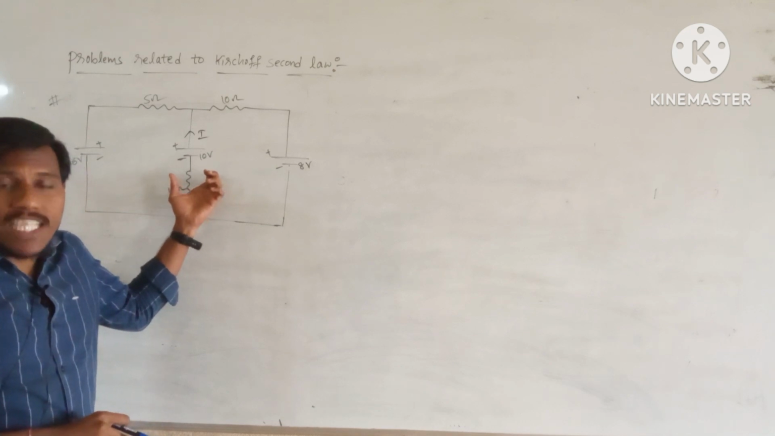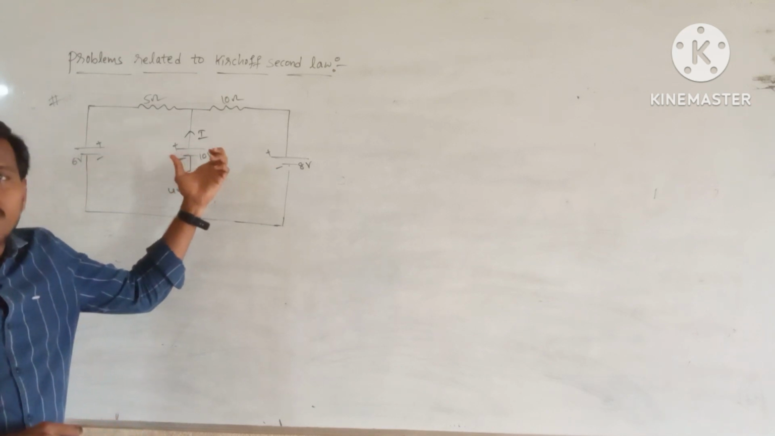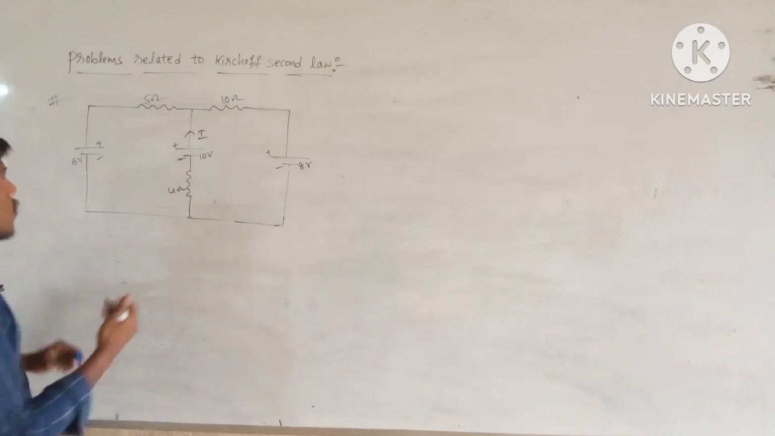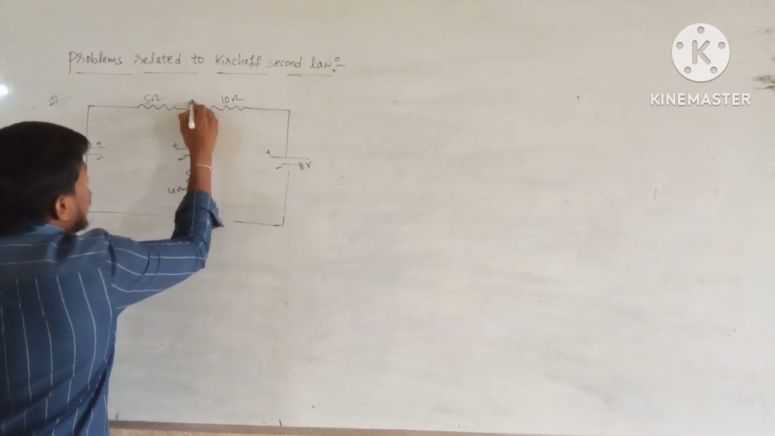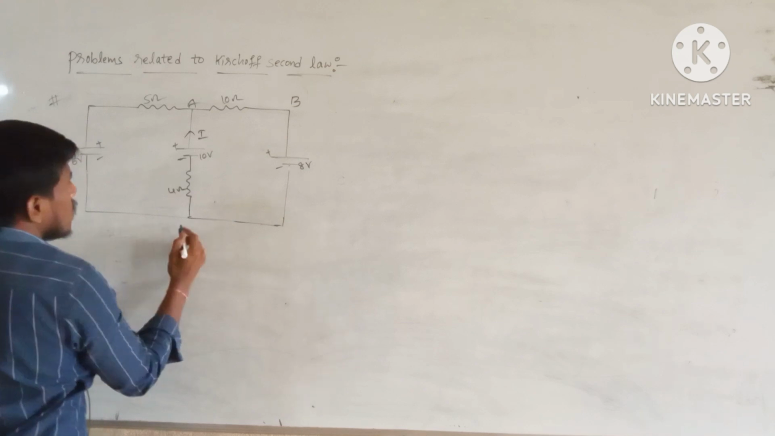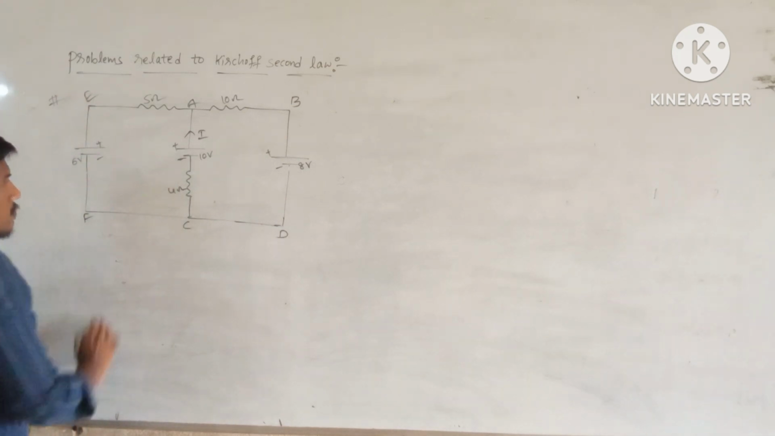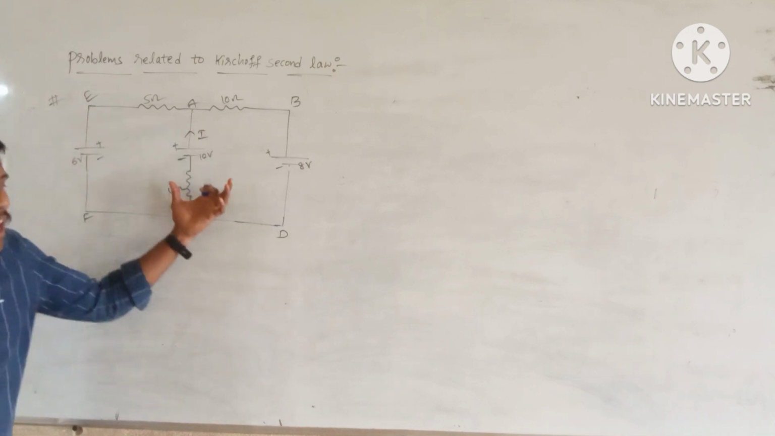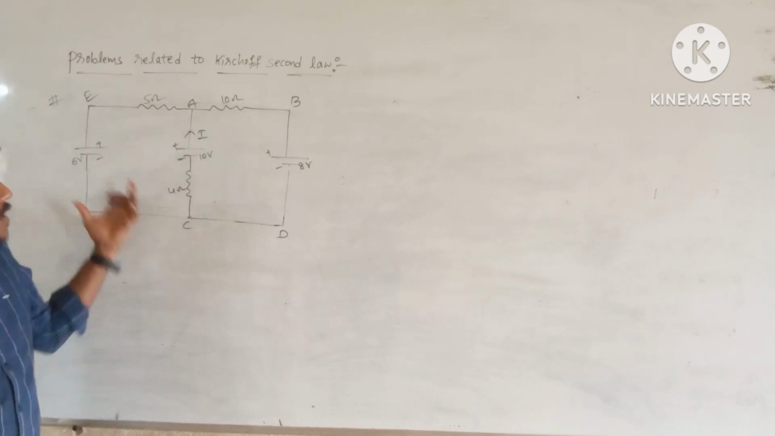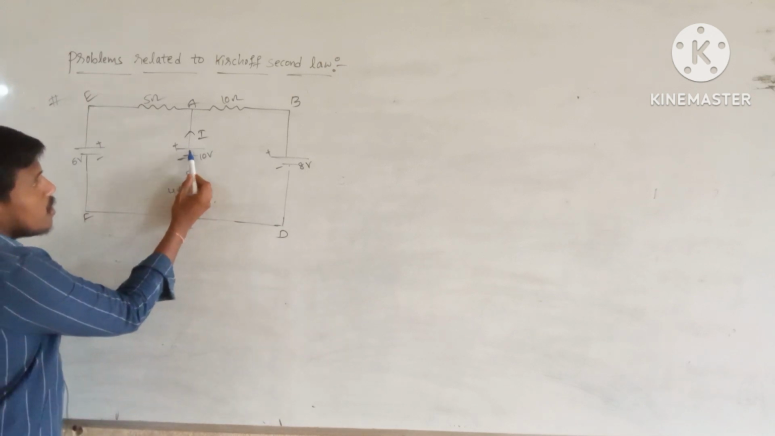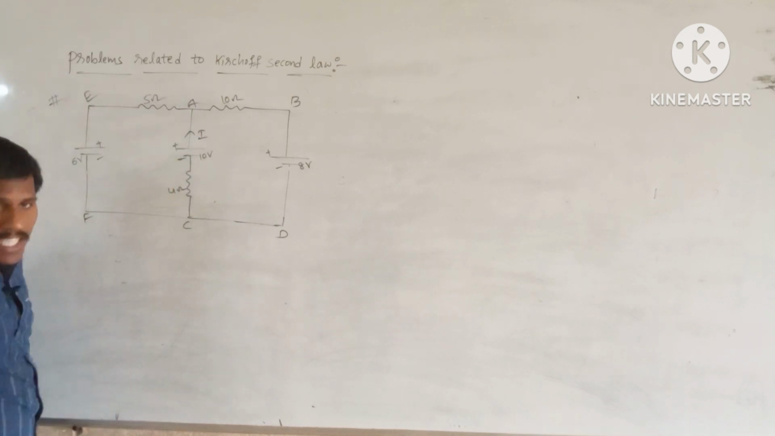Before we distribute the currents across the resistors, first we give names to this circuit diagram. So here A, B, C, D, E, F. These are the names we have given to this diagram. So current I should be coming from the 10 volt cell like this.